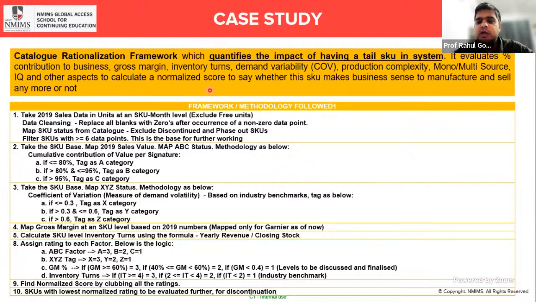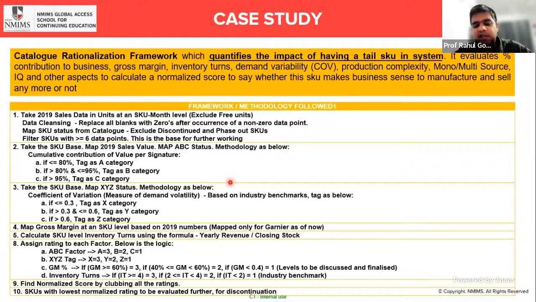And for SKUs where our score is minimum, we propose to the sales and marketing team to stop selling them, because while these SKUs bring a top line to us, at the same time they add complexity. And if we look at the net profitability from selling these SKUs, it is not giving us any advantage. So I showed you these five steps leading to a normalized score.